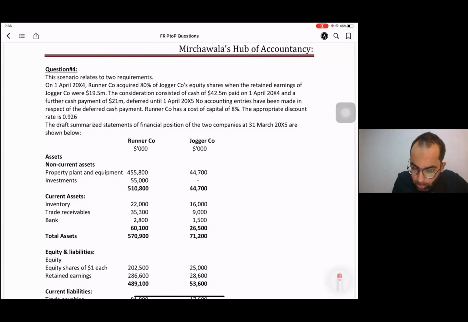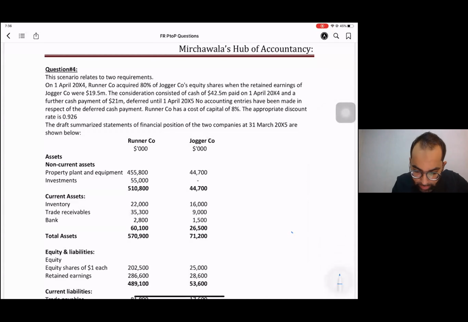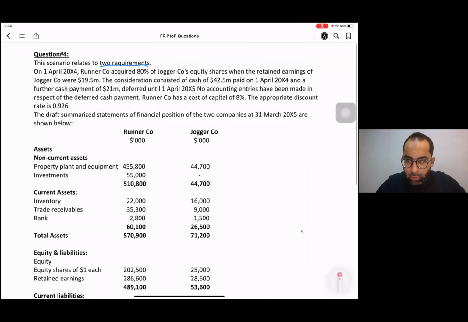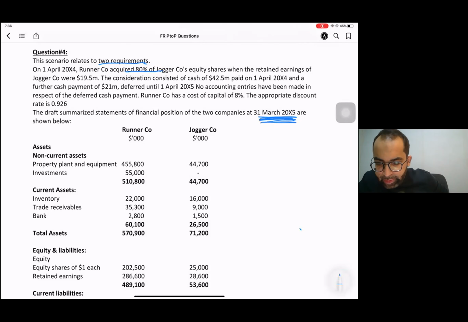The scenario relates to two requirements. On 1st April X4, Runner company acquired 80% of Jogger company. Now wait, the most important thing: see the year end. 31st March X5 is the year end.